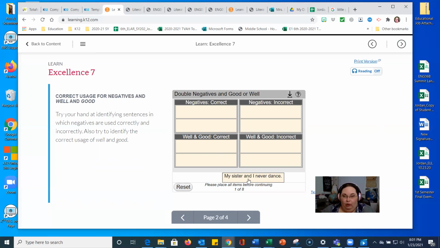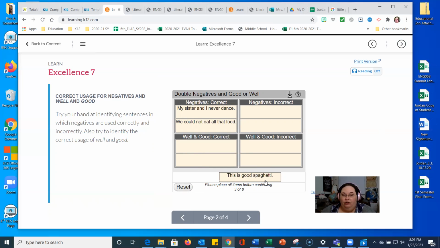So this is actually correct. It doesn't have a double. It only has one negative word, which is never. This sentence, we could not eat all that food. Again, we have a negative here, not. We could not eat all that food. Again, we've only got one negative, so it is correct.